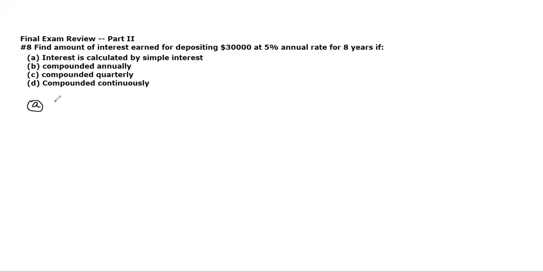So part A, for the simple interest, the formula is pretty straightforward. That means you just use the principal times the interest rate times the time. So the interest will be equal to P times R, where R is the annual interest rate, times T, PRT. And so this will be 30,000 times 0.05 and times 8, right?